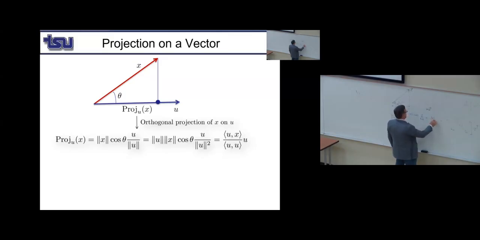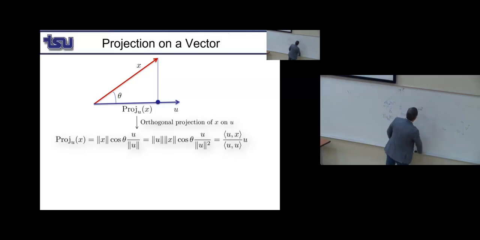Then, what if I do this? X, okay, and I multiply this side, okay. I multiply u. Anyway, let's be consistent in math.